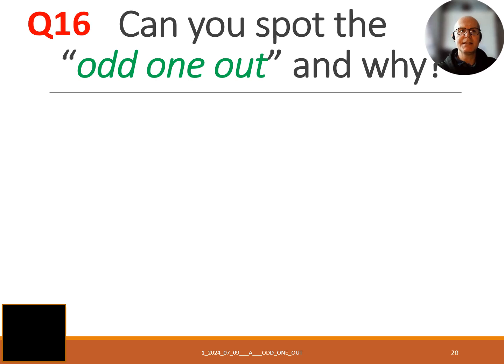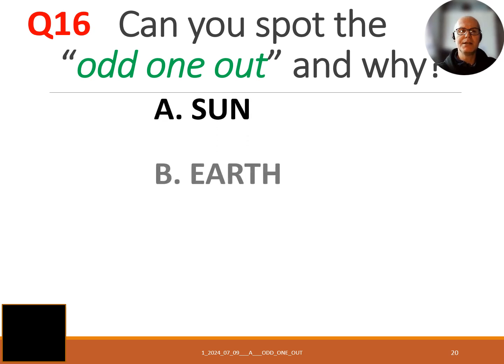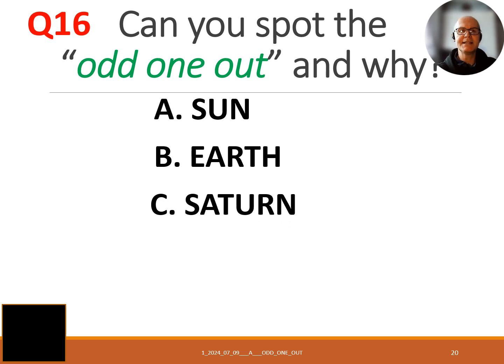Question 16. Can you spot the odd one out and why? A. Sun. B. Earth. C. Saturn. And D. Jupiter. What's the odd one out and why?